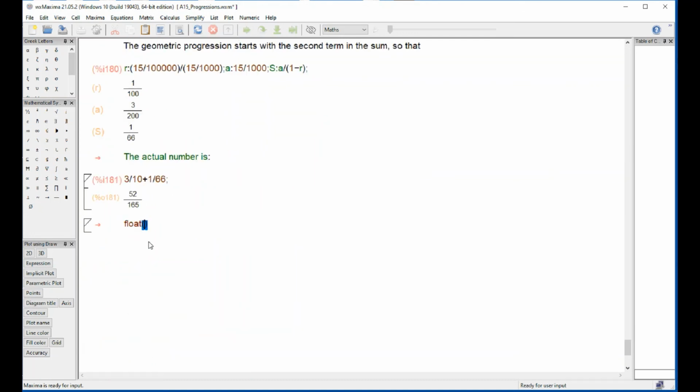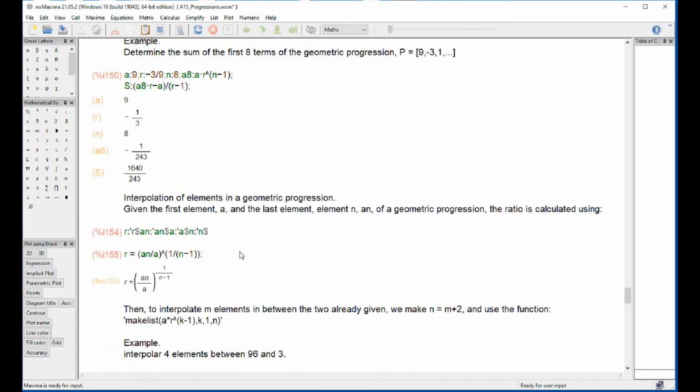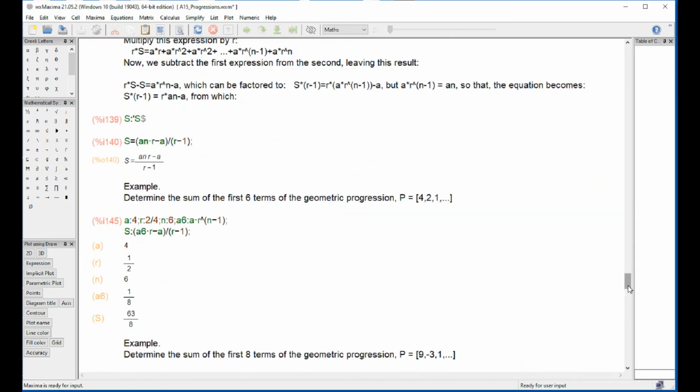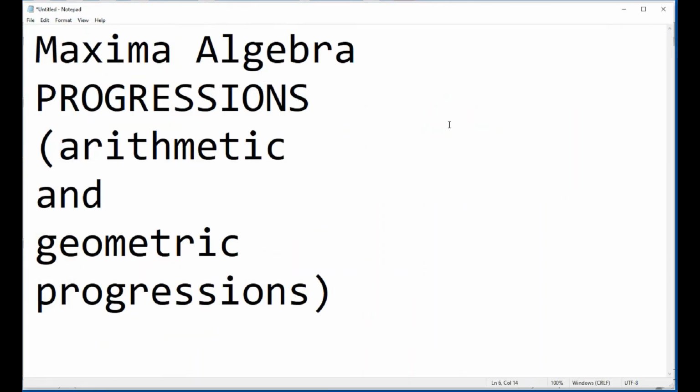We can check that by doing float of the last value. And indeed, Maxima will give us only 15 elements, but obviously it is a repeating decimal. And so this is a quick presentation of geometric and arithmetic progressions, something that is going to be useful in the next video on logarithms. So we'll finish talking about progressions with this video.